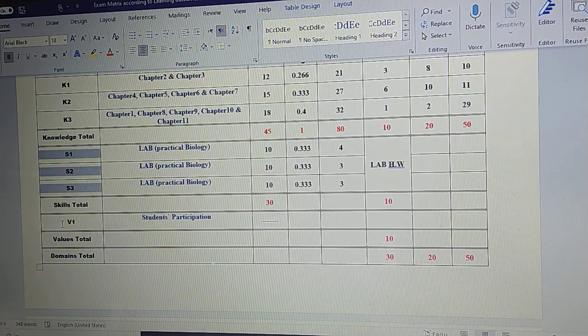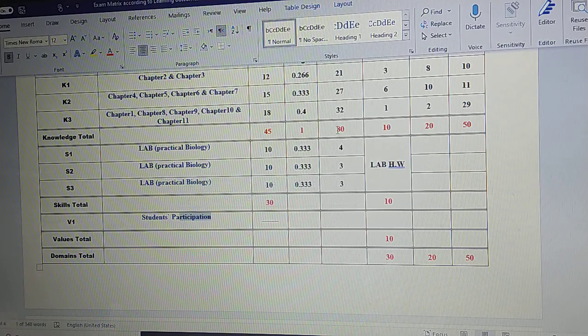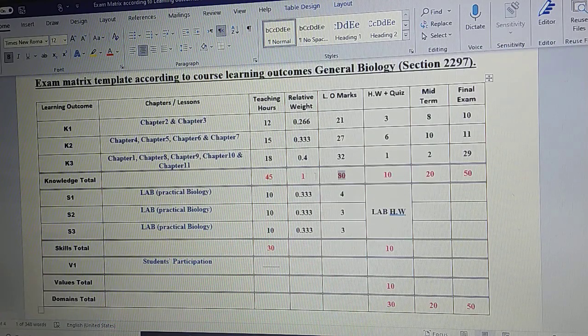So I cannot measure these values by examination. The examination just measures the knowledge, skills, and values of the individual student. So we can measure or evaluate these values by the student's participation, maybe by the assignment, group working for assignment, for example. Okay, so I have 80 marks that will be measured by the course learning outcomes of knowledge.